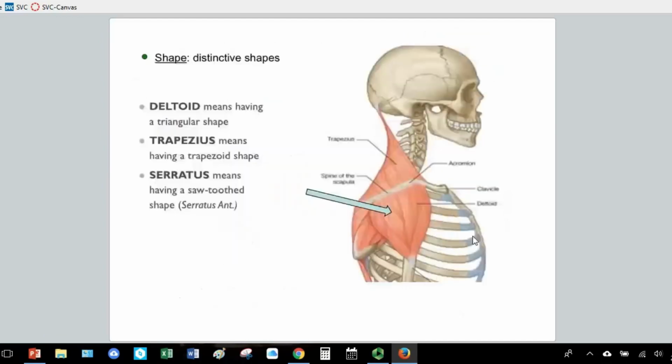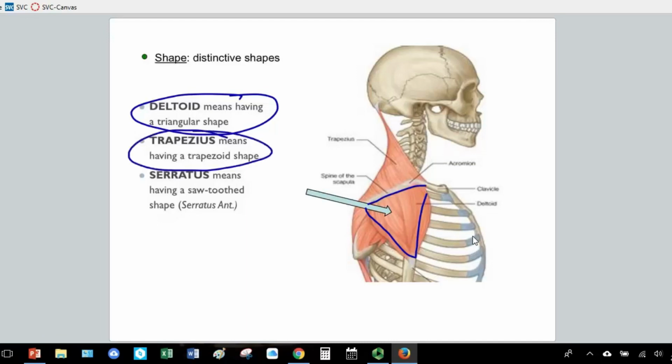We can name them based on shape. A deltoid means having a triangle shape, so the deltoid has a roughly triangular shape. Trapezius has a trapezoid shape, which we'll talk about in a little bit. And then serratus has a sawtooth shape. So these shapes can also be used to name a skeletal muscle.